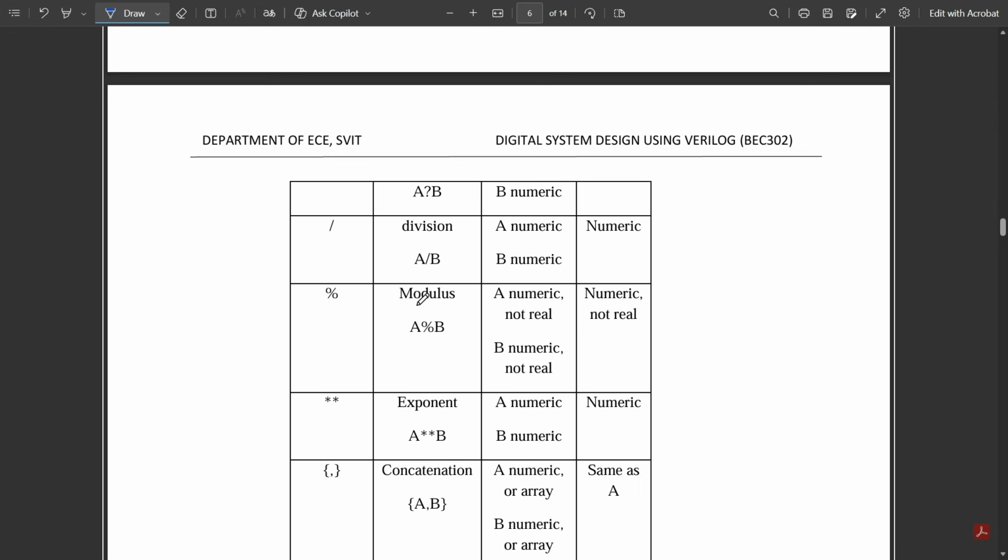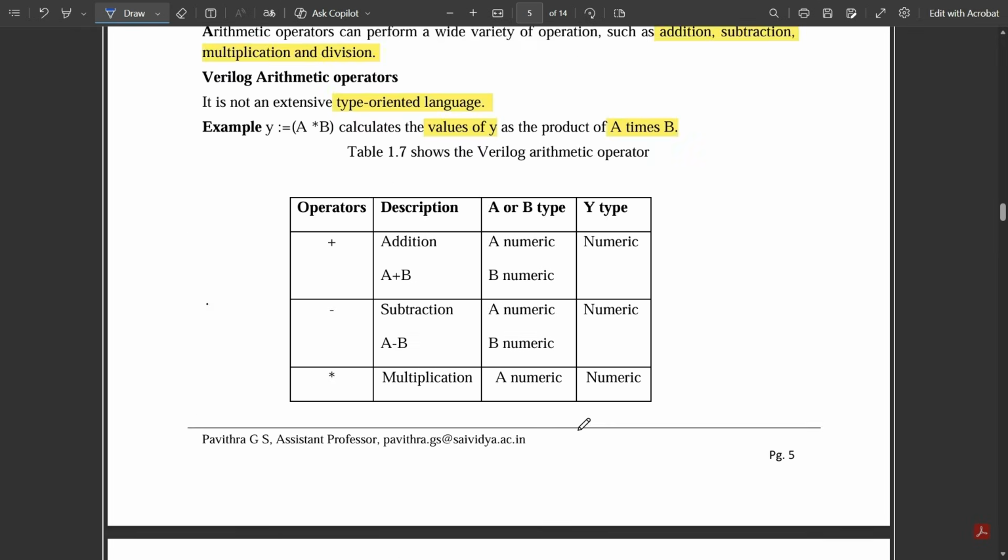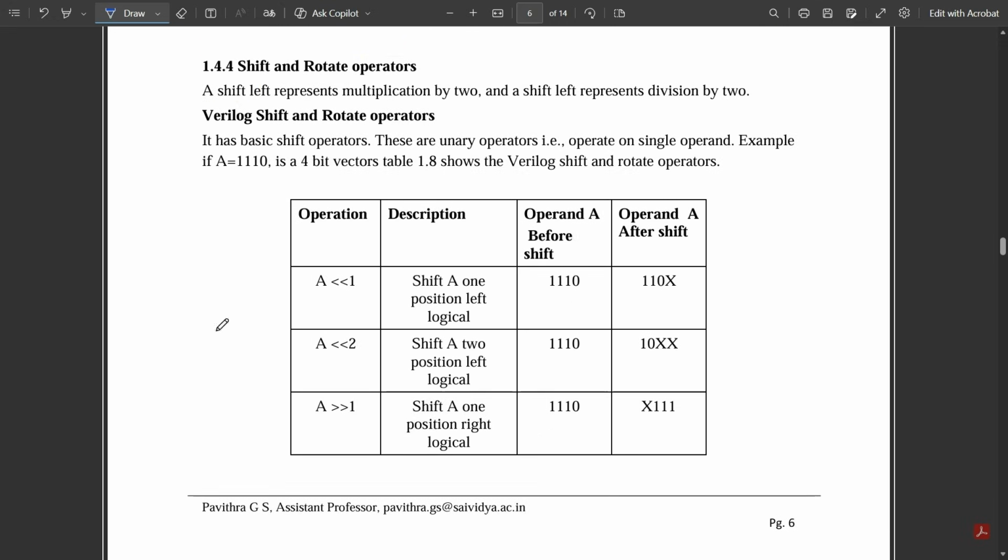Then this percentage symbol is used for modulus. Modulus indicates the remainder, whether the remainder of these two would be equal to 0 or not. That is why we are using the modulus. It should be exactly divisible, then only this is performed. Otherwise this percentage symbol is not used. After that, double star indicates the exponent value, a star star b. Next is the concatenation, that is, it should be combined together, a comma b. So these are the basic Verilog arithmetic operators. Please note it down. Now let's get to the shift and rotate operators.